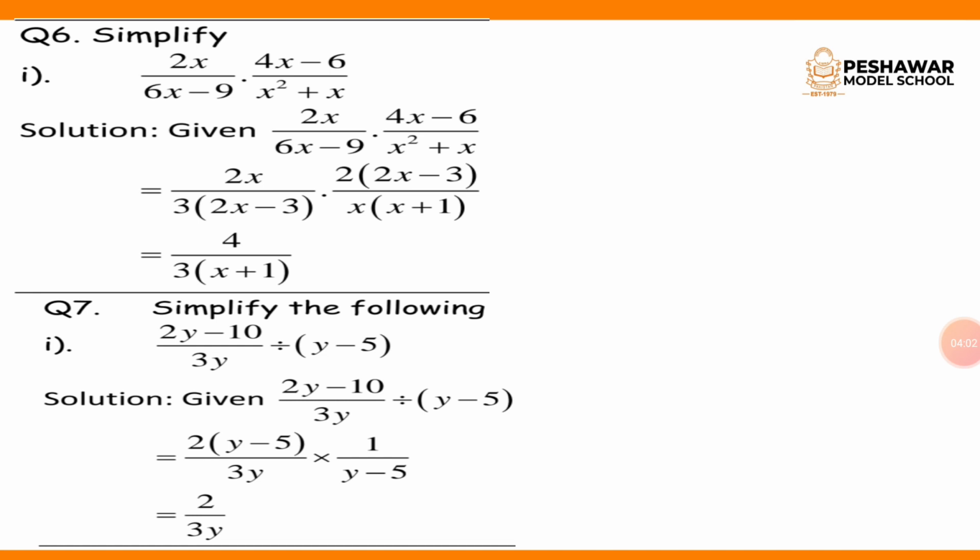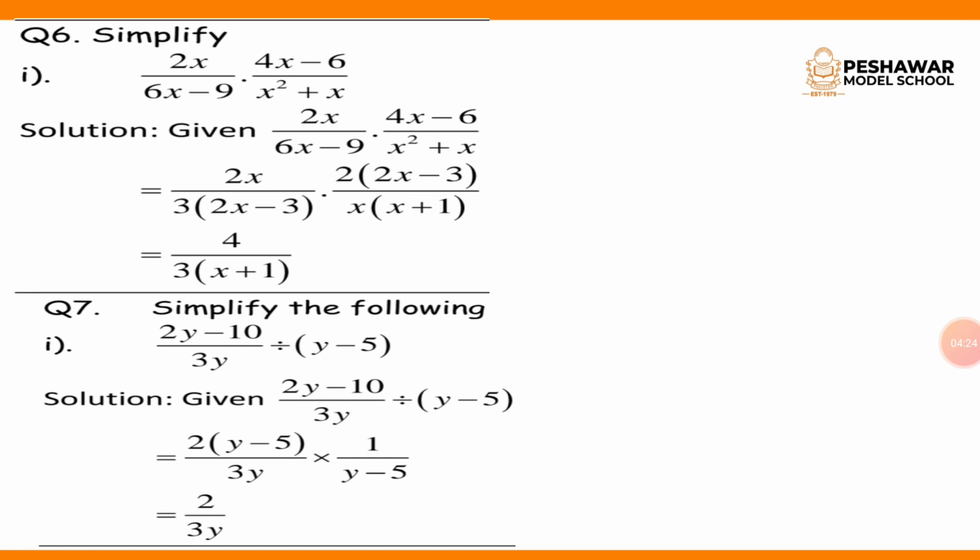Now the like terms can be cancelled with each other in multiplication. 2x minus 3 cancels with 2x minus 3, and in the denominator there is x and also in the numerator x, so both cancel with each other. By cancelling, we get the remaining parts 4 over 3 and 2x plus 1. This is our required answer.